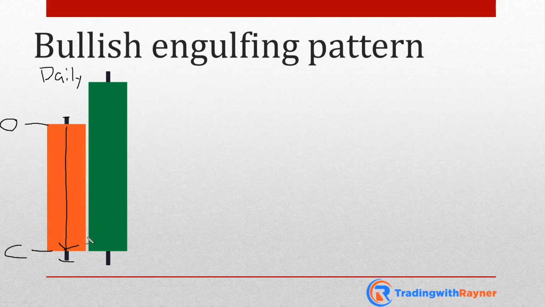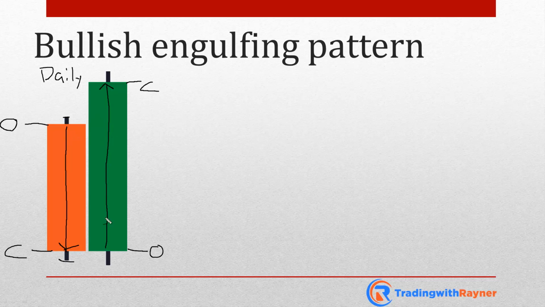Then what happened next is that the subsequent candle opened near the lows and the buyers stepped in and pushed price all the way back higher and finally closed near the highs. You can see that this is a bullish engulfing candle or pattern because it has engulfed the previous candle. This red orange candle, it has engulfed it, meaning the body of this bullish engulfing pattern is larger than the previous candle's body.